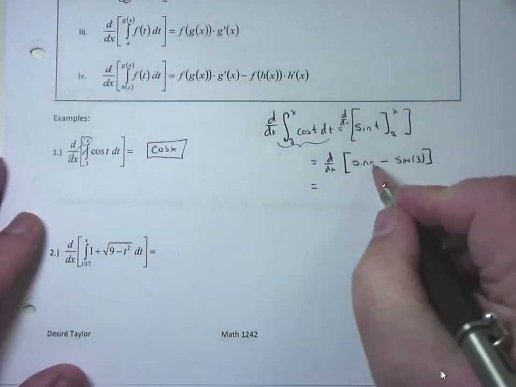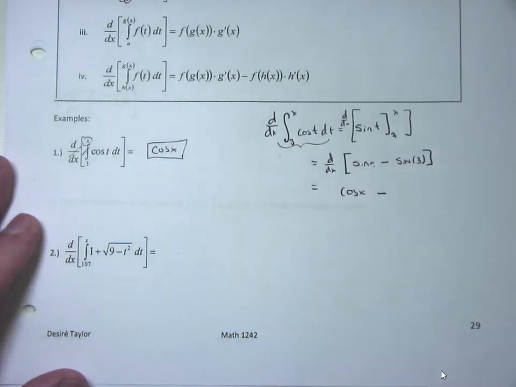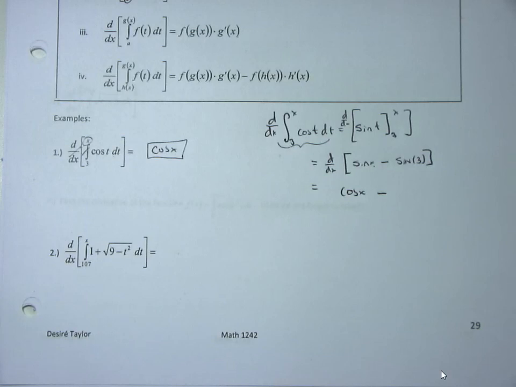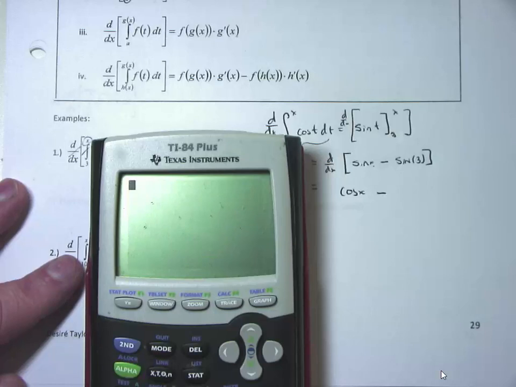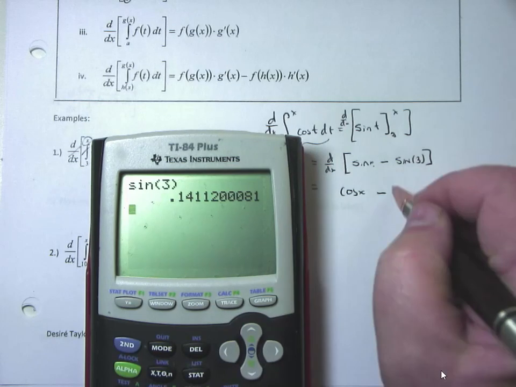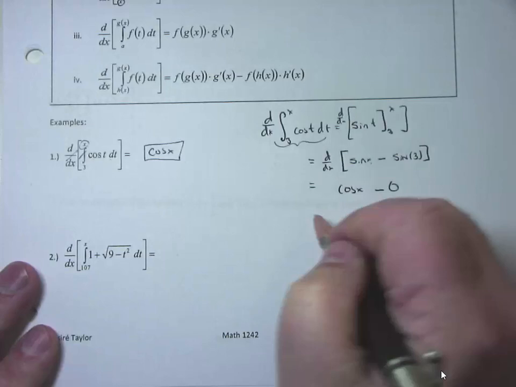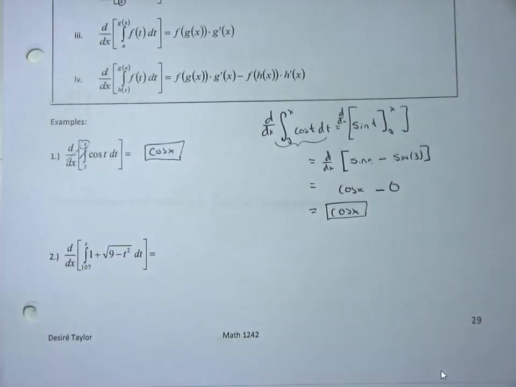What's the derivative of sine of x? Calc 1 at its best. Cosine of x minus, what's the derivative of sine of 3? Just want to show you guys. Notice what mode I'm in on the calculator. I'm in radian mode. The sine of 3 is 0.14112000081. What is the derivative of 0.14112000081? Being a constant, it is 0. And so what is my answer? Cosine of x. And that's just great because, yeah, it's the same answer.